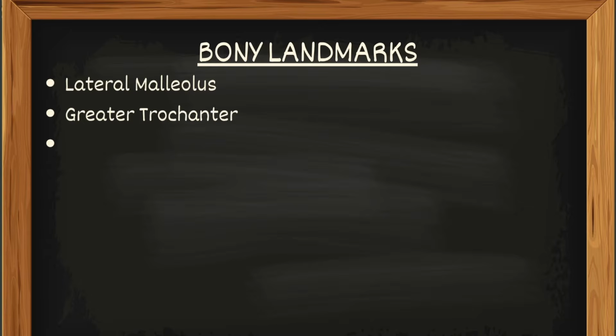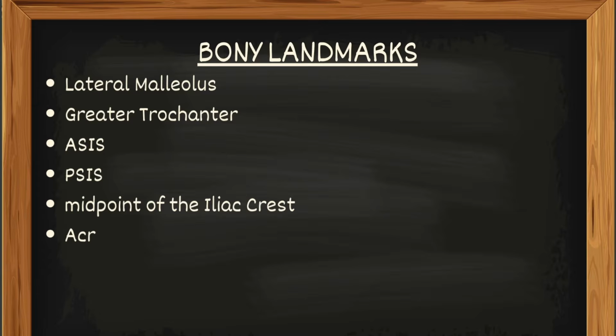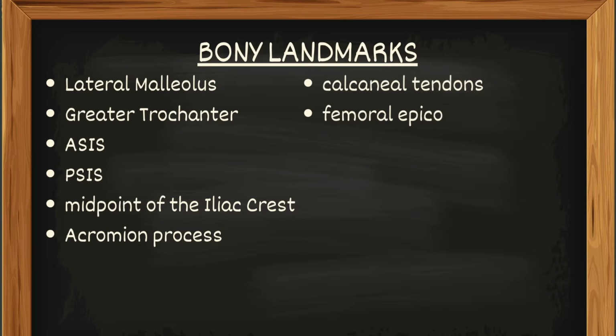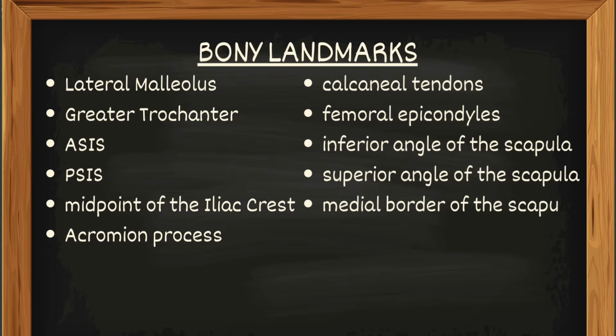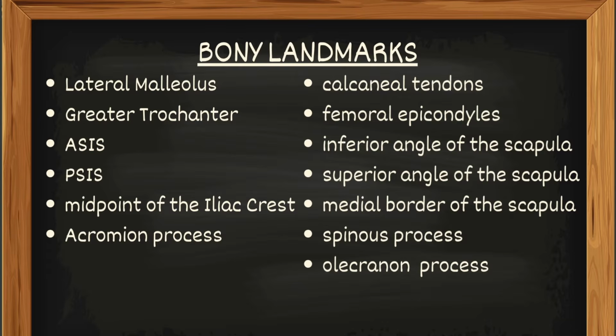There's the lateral malleolus, the greater trochanter, the ASIS, the PSIS, the midpoint of the iliac crest, the acromion process, the calcaneal tendons, the femoral epicondyles, the inferior angle of the scapula, the superior angle of the scapula, the medial border of the scapula, the spinous process, and the olecranon process. Feel free to screenshot this and compare it to the bony landmarks that you found in your sheet.